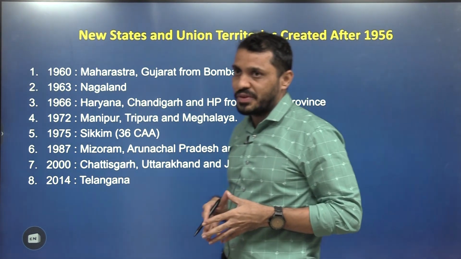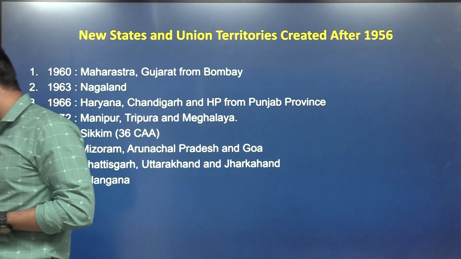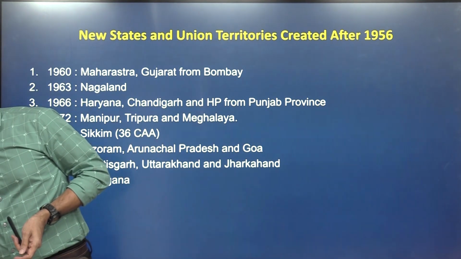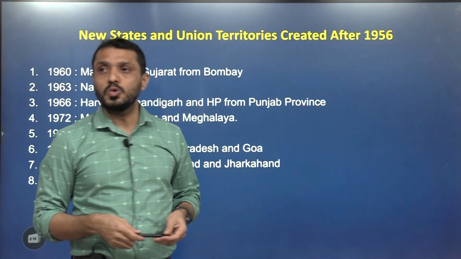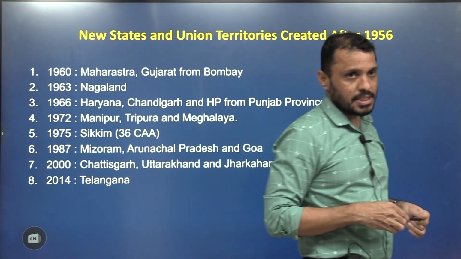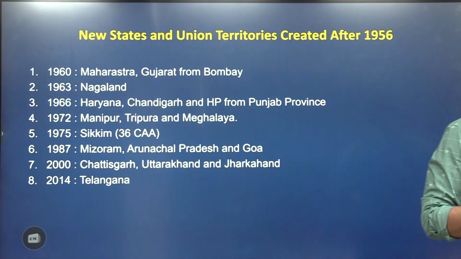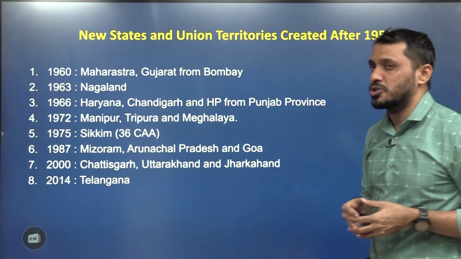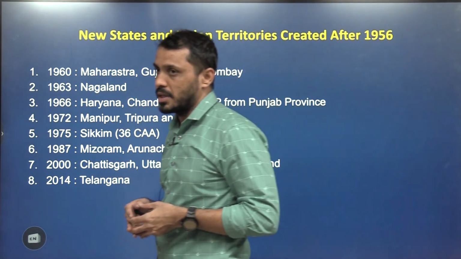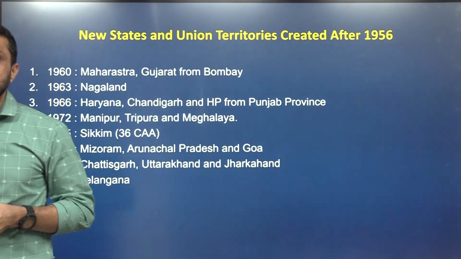So this is the quick revision regarding the union and territory: Article 1, Article 3 and Article 2, Article 4. This is about union and territory. So in this class, broadly we discussed the salient features of the Indian Constitution, second the preamble, and third the union and territory.